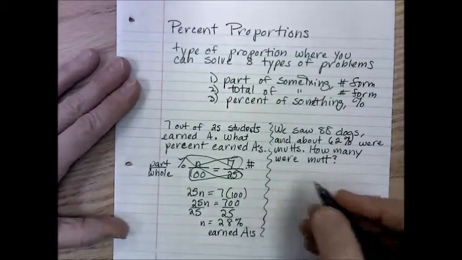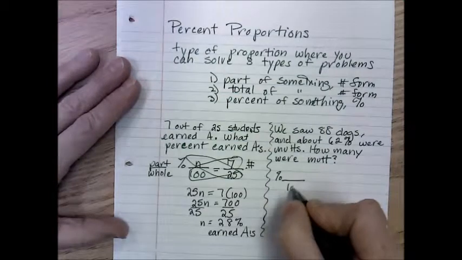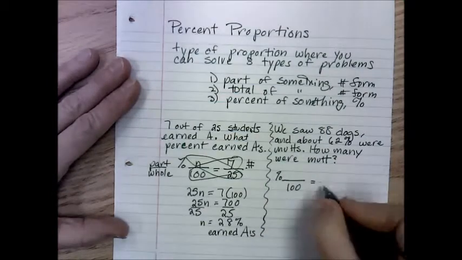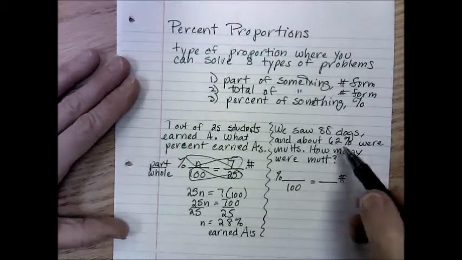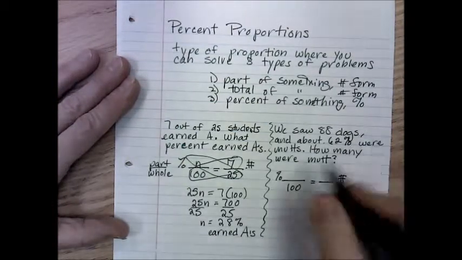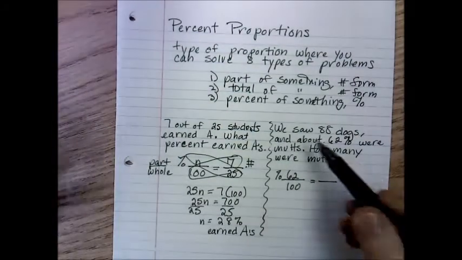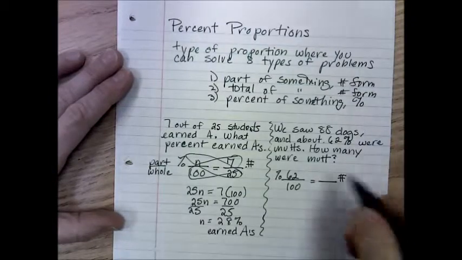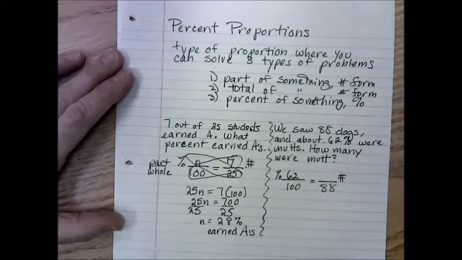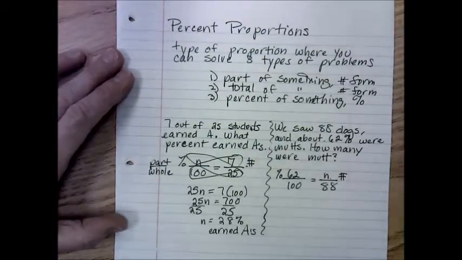So again, we're going to set up our proportion with our percent and our 100 in the denominator, and the right ratio deals with the numbers. They're giving us the 62% in the question, so it has to go in that first ratio. We saw 88 dogs, and 88 was the total number of dogs, so that number goes in the denominator, and n is the part we're looking for.